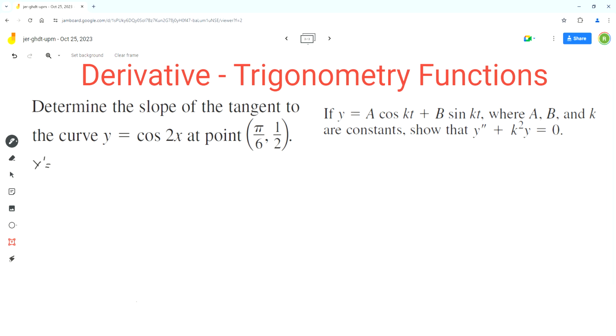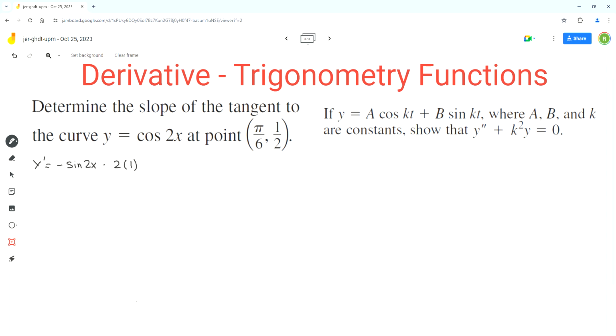y prime equals, now this cos function is a composite function. There's an outer function cos and the inner function is this polynomial function 2x. So we have to use the chain rule to find the derivative of this function. As per the chain rule, we start with the derivative of the outer function, and the derivative of cos is minus sine. So we get minus sine 2x times the derivative of the inner function, and the derivative of 2x is 2 times 1.